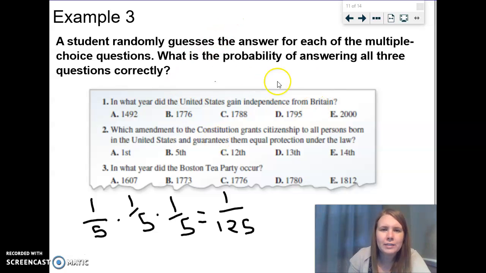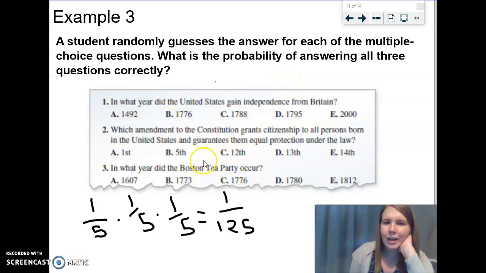Does anyone know all these answers? Last year, I believe we Googled them, or I asked if you guys could answer all of these ones. I think the only one that got me was that Boston Tea Party. I didn't know when that one occurred.